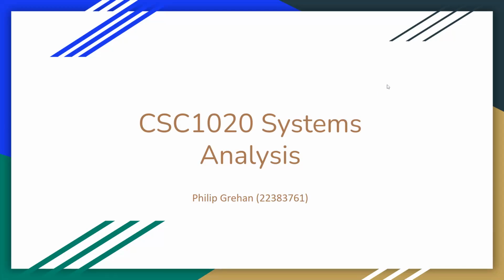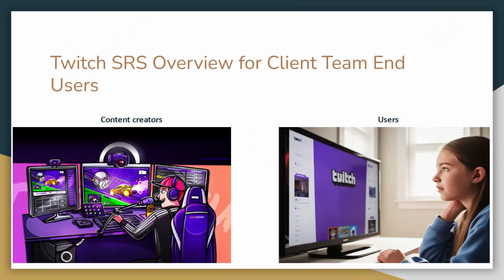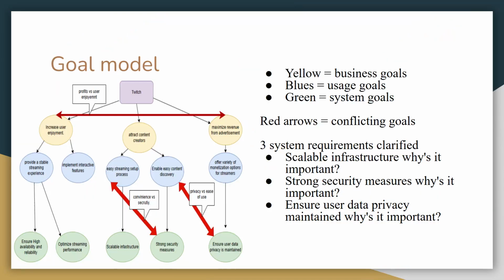This is my system analysis project for 2024, a video on the Twitch SRS overview for the client team and users. Here today, they are the content creators and the users/viewers of Twitch. Here's a goal model. I'm going to explain how it works now.